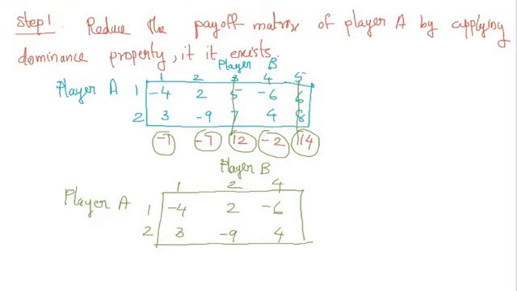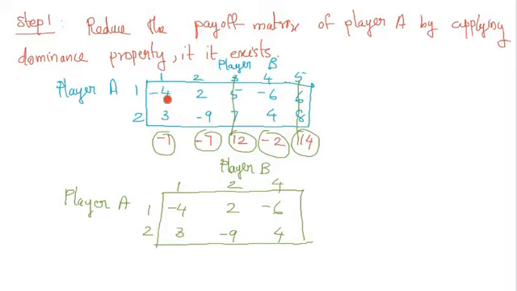Now we can solve the given problem using different steps. Step 1. Reduce the payoff matrix of player A by applying the dominance property if it exists. First we can apply the dominance property. Using the dominance property, we can reduce the number of columns of the given payoff matrix.